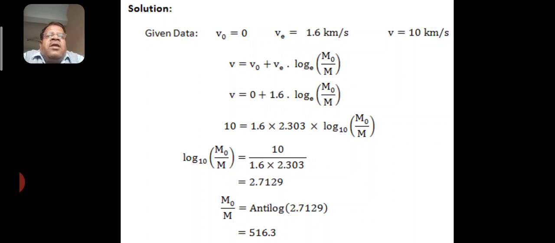Log to the base 10 M naught by M equals 10 divided by 1.6 into 2.303. Log M naught by M to the base 10 equals 2.7129. Therefore, M naught by M equals anti-log of 2.7129, that is 516.3. That is the ratio of initial mass to the final mass of the rocket is 516.3.